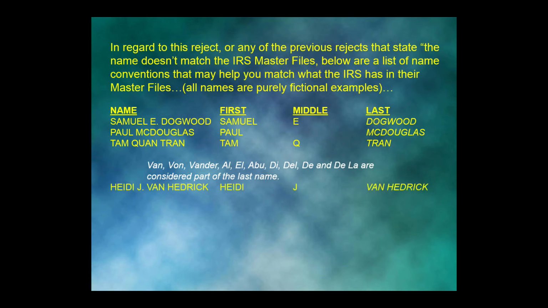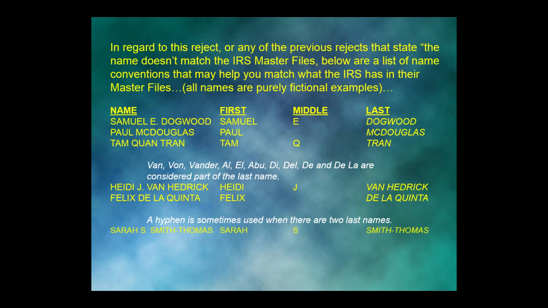In other words, Heidi J. Van Hedrick. Her first name would be Heidi, middle initial J, last name Van Hedrick. Felix de la Quinta. First name Felix, last name de la Quinta. A hyphen is sometimes used when there are two last names. Sarah S. Smith Thomas, first name Sarah, middle initial S, and her last name would be listed as Smith Thomas.